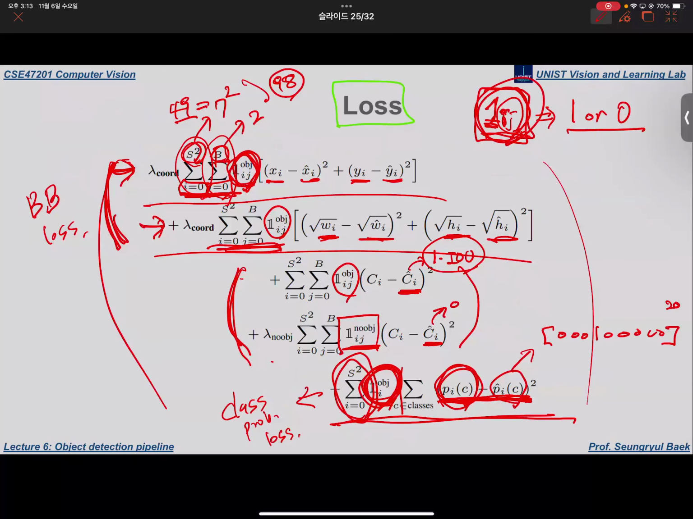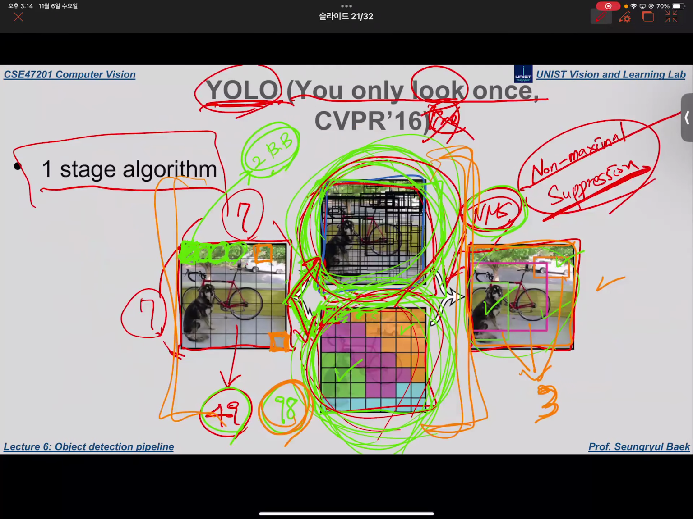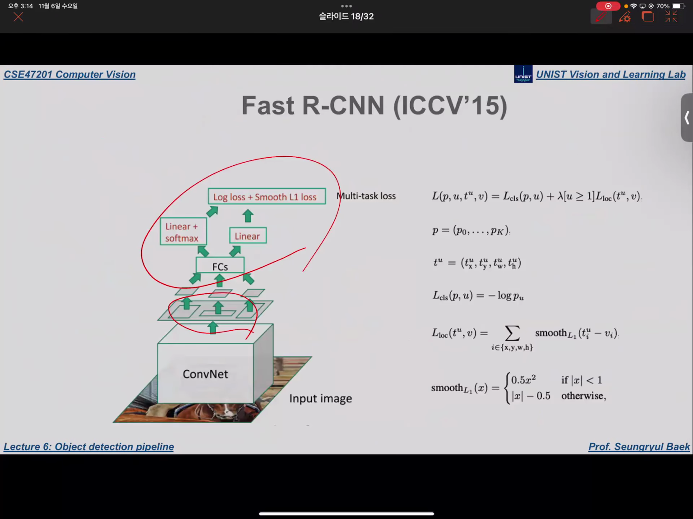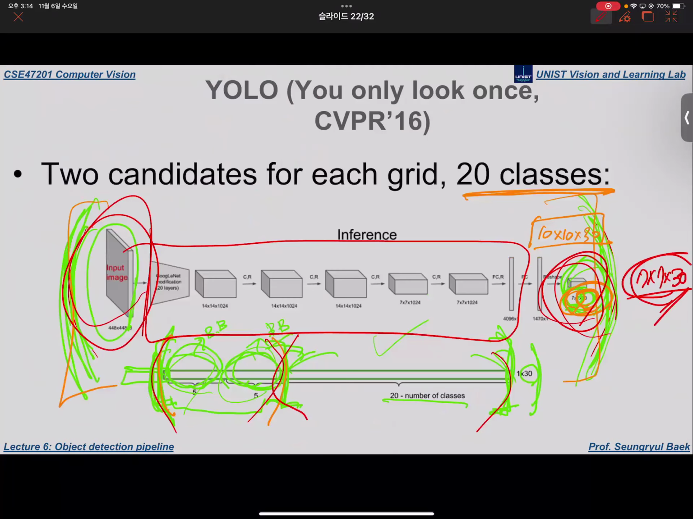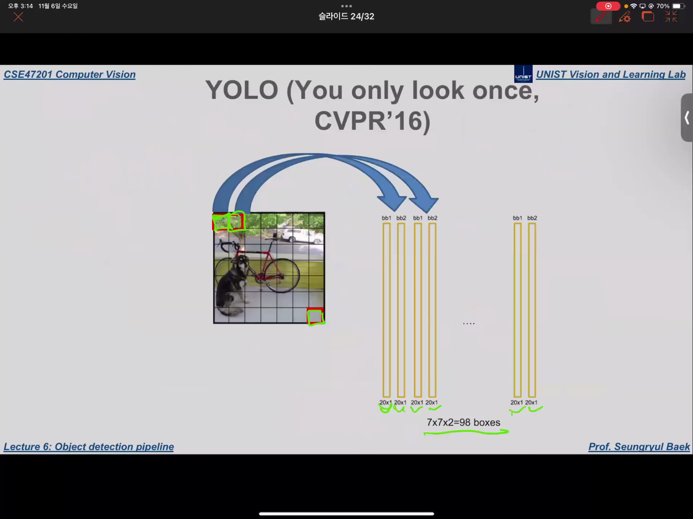Okay. YOLO is actually easy. Compared to R-CNN and Fast R-CNN, YOLO is easier. It involves just one architecture to train, estimating all the information, the probability for the grid, and also the bounding box.